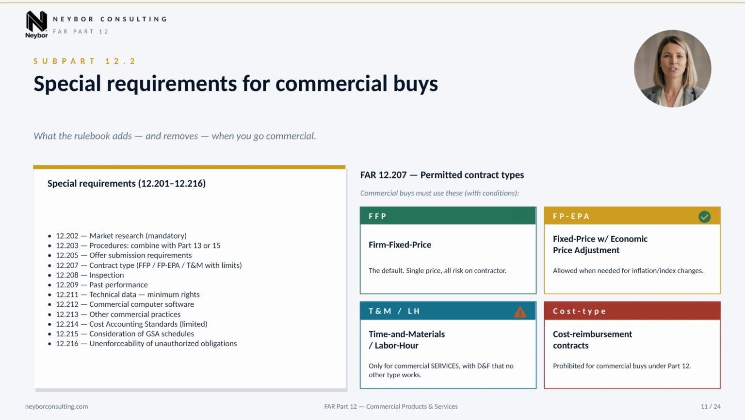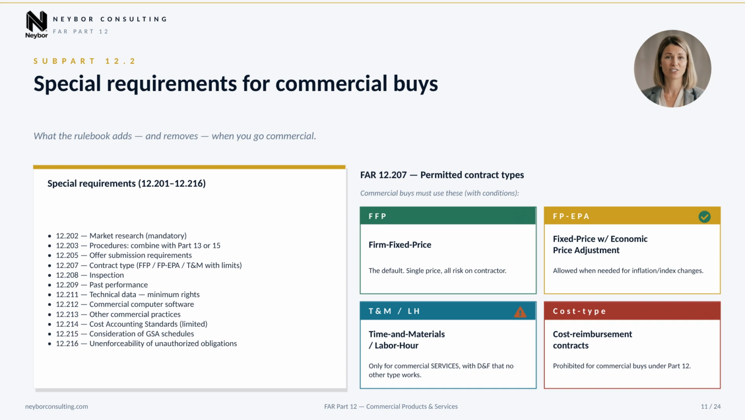Subpart 12.2 is where the FAR adds the special requirements that apply only to commercial buys. The list on the left has 12 sections. The most important to know are 12.202 mandatory market research, 12.207 contract type, 12.209 past performance, 12.211 minimum technical data rights, 12.212 commercial computer software, and 12.215 the requirement to consider GSA schedules first.